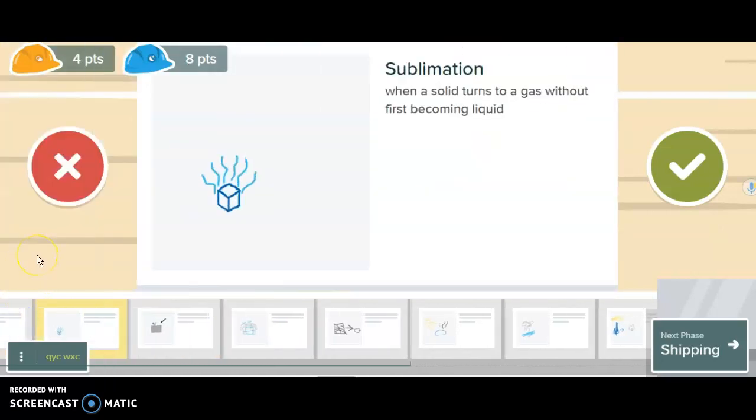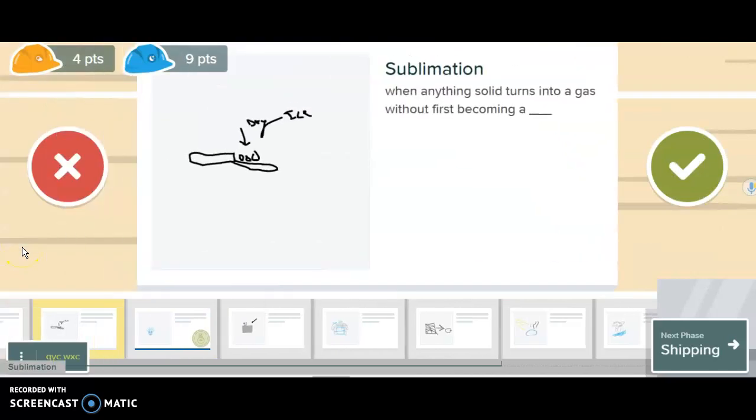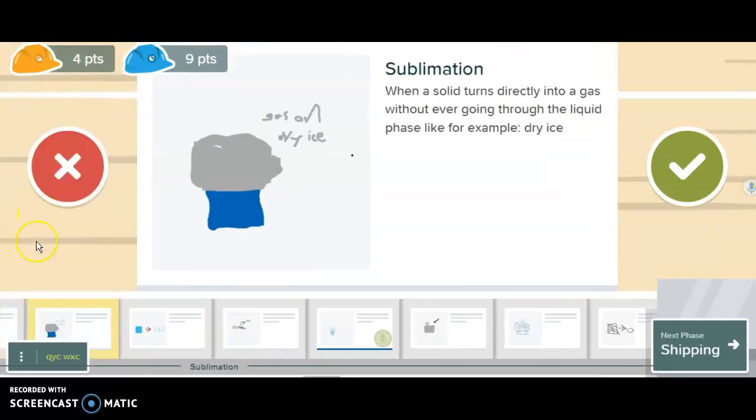You are correct. When solids turn to a gas without first becoming a liquid, who did this? I actually really like that one. That one's pretty awesome. I don't know who drew that and wrote that, but that's great. When anything solid turns to a gas without first becoming a liquid, that's true, but you are leaving the wrong stuff out. Dry ice is an example, but you've got to tell me more about it.